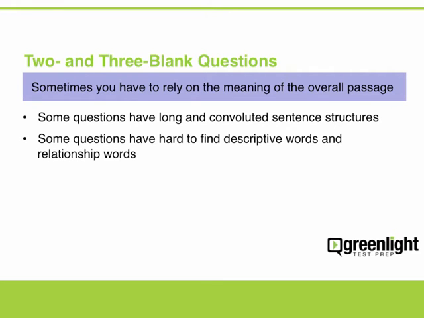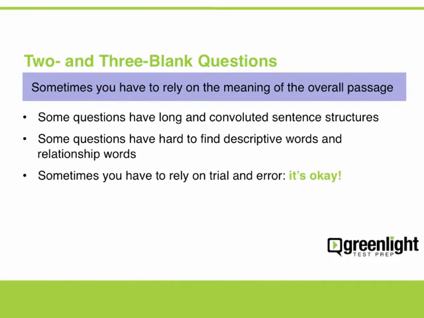Some 2 and 3 blank passages do not contain any descriptive words or phrases. In that case, there will only be relationship words that indicate whether the blanks work together or against each other. Don't spend a lot of time trying to predict the answer, because many times you simply cannot since there are no descriptive words. Go right to the answers and look for a pair or triplet that matches the relationship you need. If the answers are difficult, write down a simpler definition of each answer. Then, compare those definitions to see which have the relationship you need.